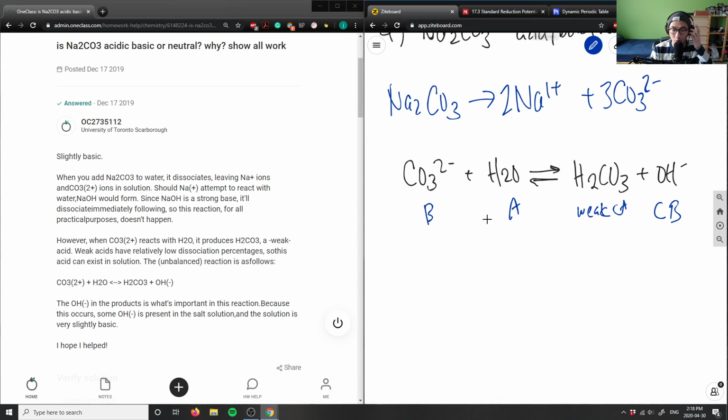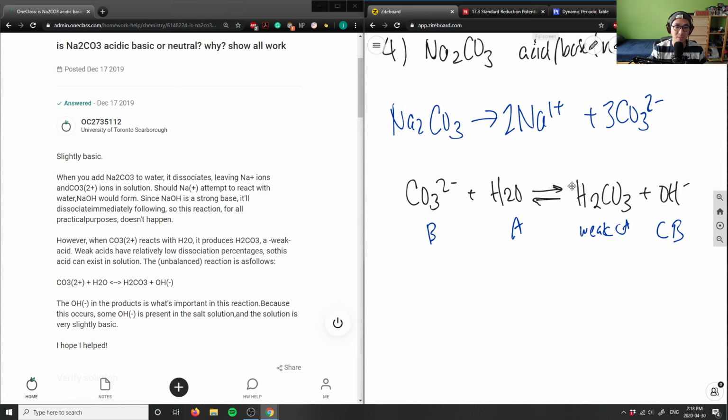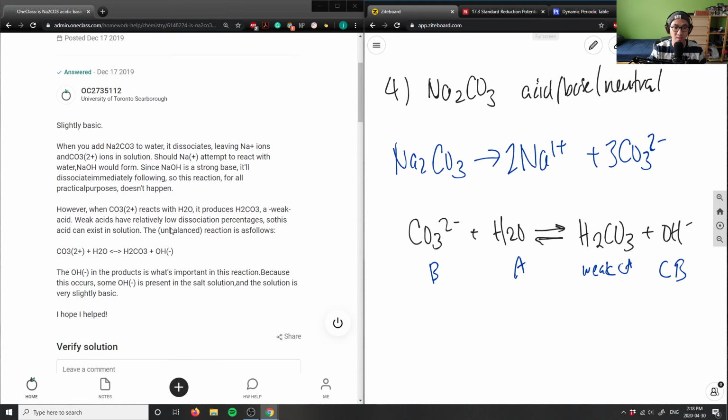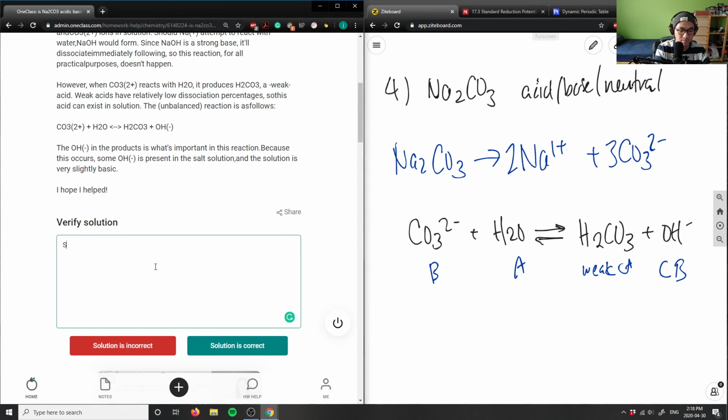So acid and water would behave as acid. The carbonate ion will react as a base, and it will form basically a weak acid and a conjugate base, which is our OH minus here. And this is going to be slightly basic because I have OH minus formed in our solution here. So it's going to be slightly basic. This solution here is correct. It's a great analysis as well. Correct solution and analysis here.